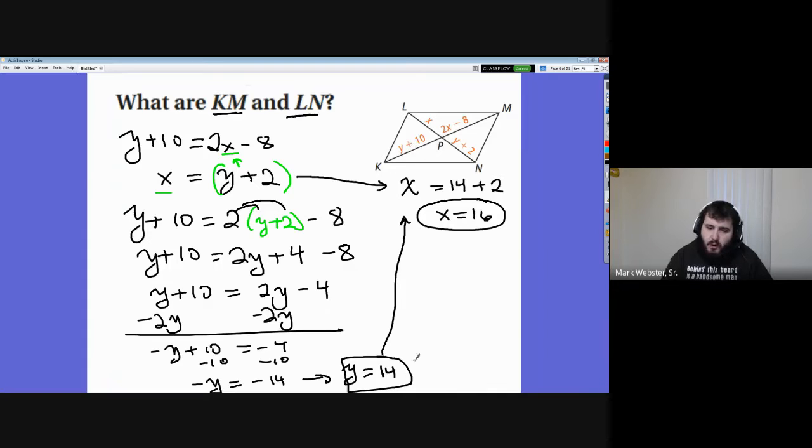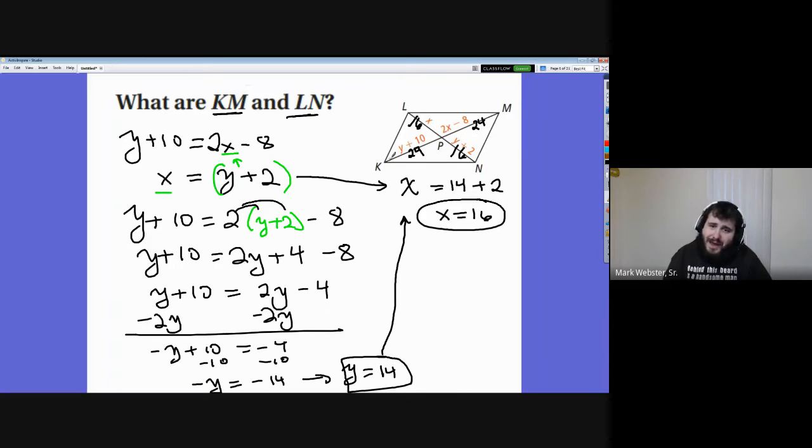y plus 10. Well, y is 14, so this is going to be 24, right? 2x minus 8. Well, okay, x is 16. 32 minus 8 had better also be 24. Now let's do the other one. LP is just x, so that's just 16. y plus 2, okay, also 14 plus 2 is 16.